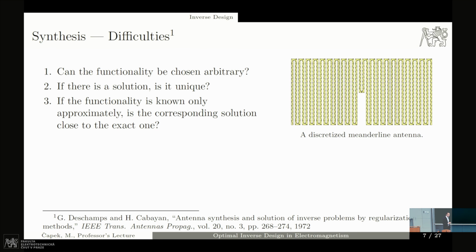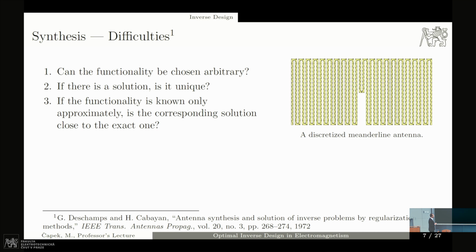There are some difficulties, and I wanted to somehow demonstrate them on a couple of questions. You can try to answer them on your own. Can the functionality of any device be chosen arbitrarily? Well, probably it cannot. We cannot have higher efficiency than 100%. There are some fundamental bounds we cannot cross.